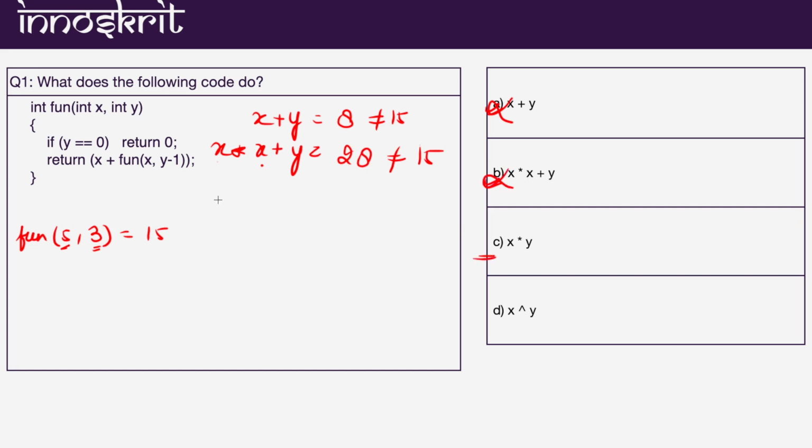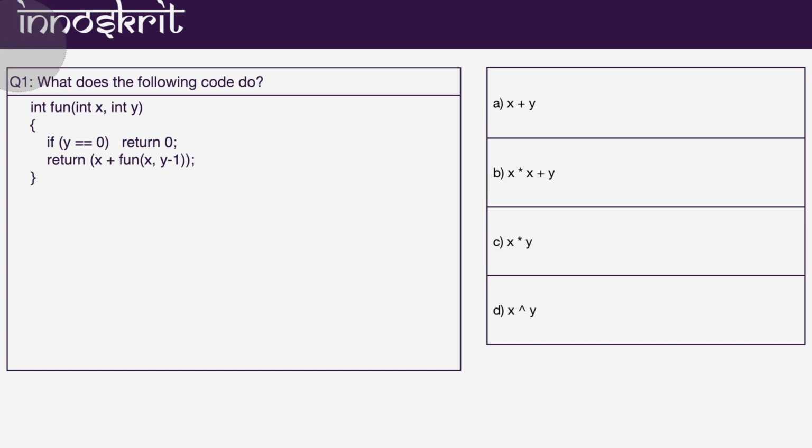Now coming to this one, which says x into y. So x is 5, y is 3, so it will become 5 into 3, that is 15. So yeah, this should be the answer. Let's see what the correct answer is. So yeah, the correct answer is x into y.